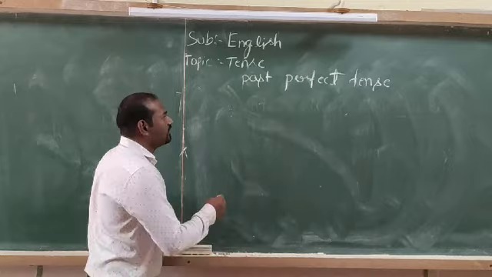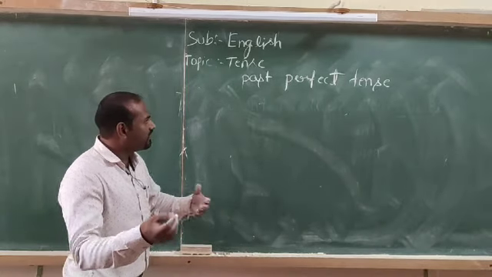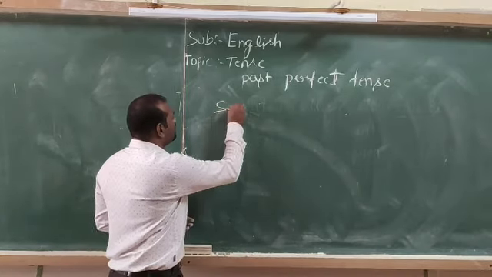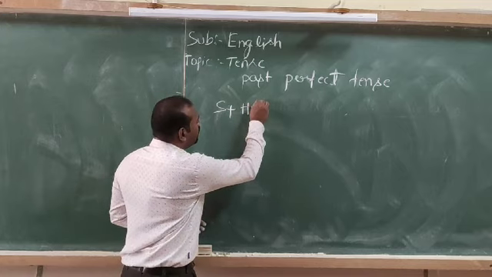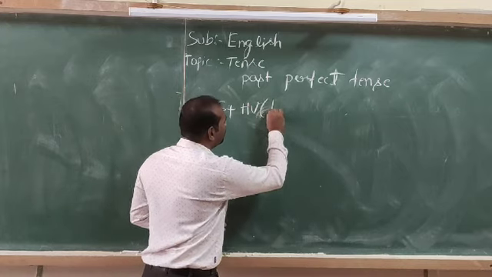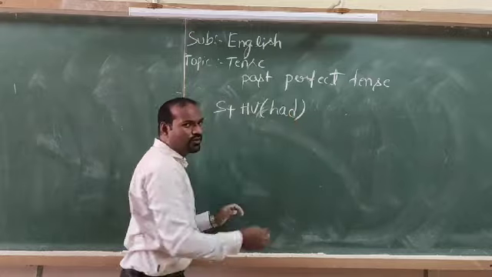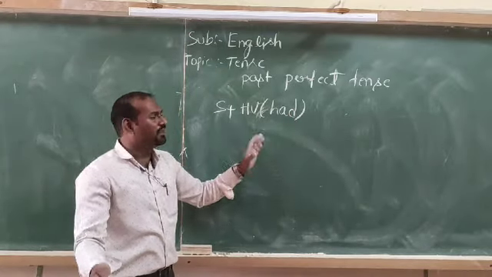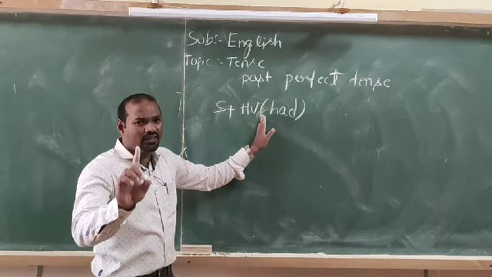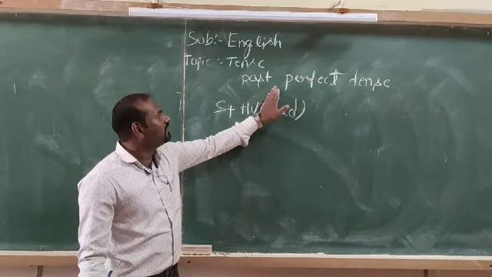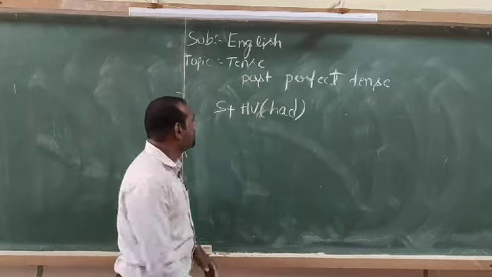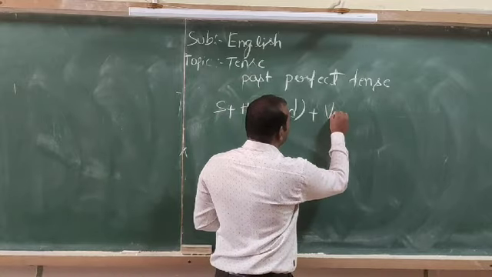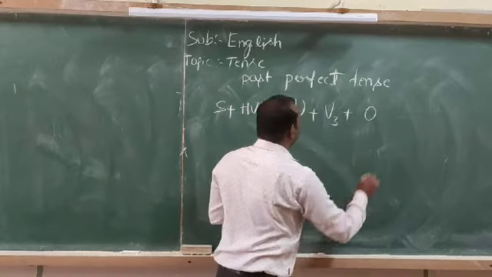Dear students, the past perfect tense structure is like this: subject, helping verb. It is only one helping verb here. Had is the one and only helping verb here, either the subject is singular or plural, whatever it may be. Had is the one and only helping verb which comes in the past perfect tense. Then verb in the third form, and object.